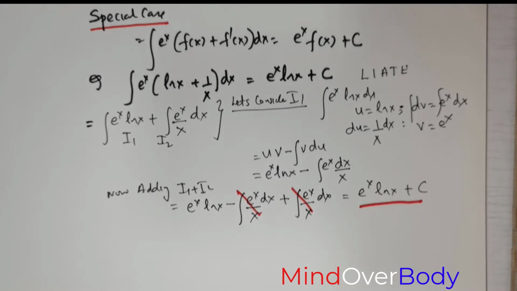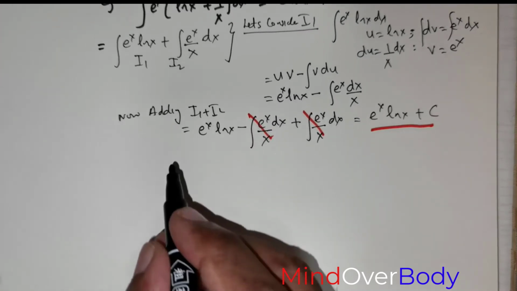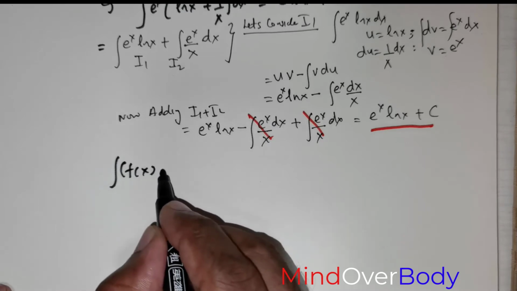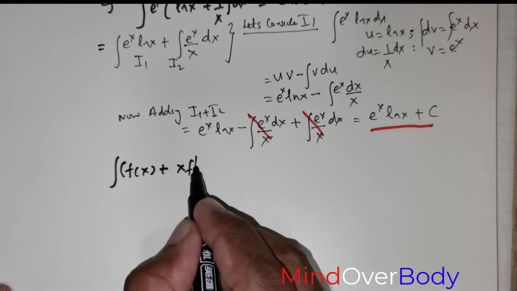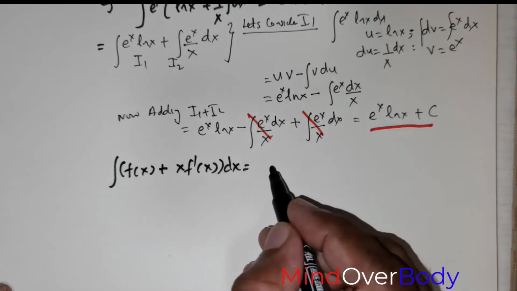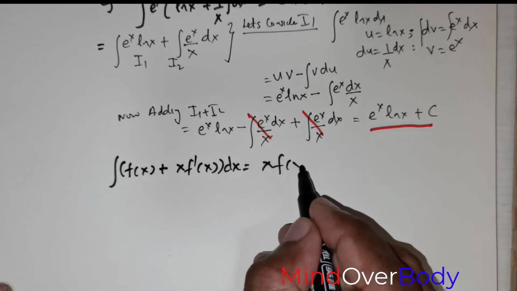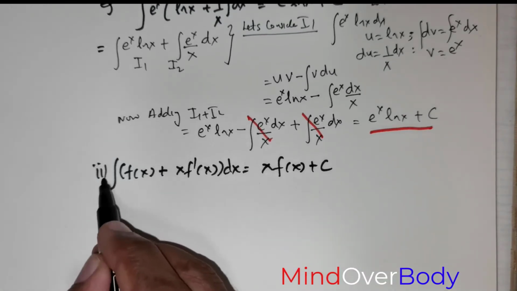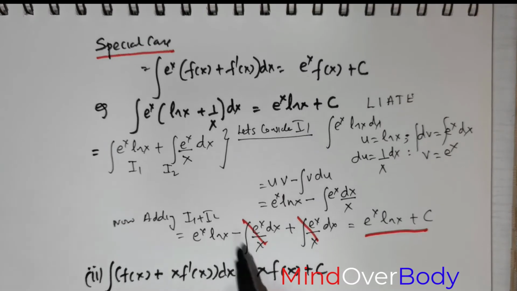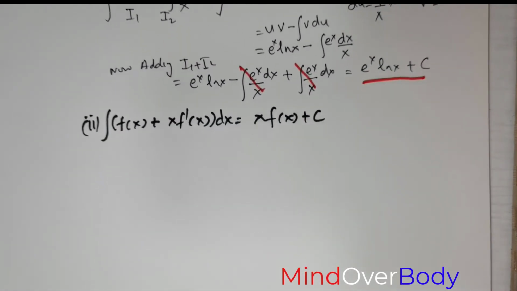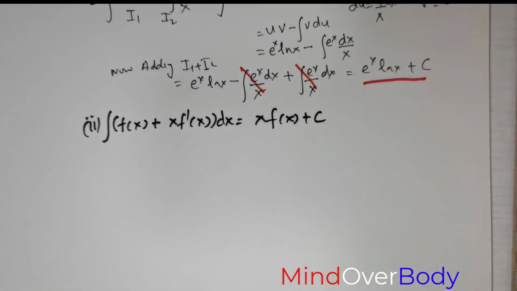In this case, suppose you are given the integral of f of x plus x times f dash of x times dx. Then the outcome is going to be x times f of x plus c. So this is special case number 2, and let me call the earlier one case number 1, and we will see a related question for this.